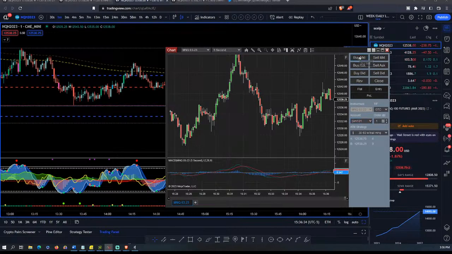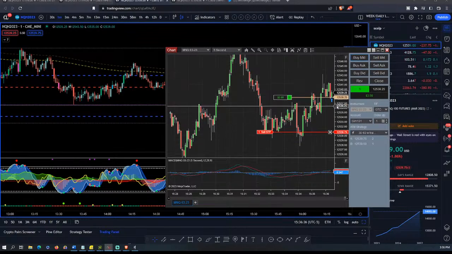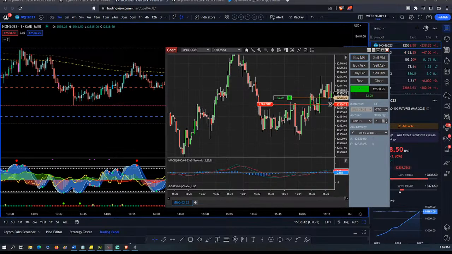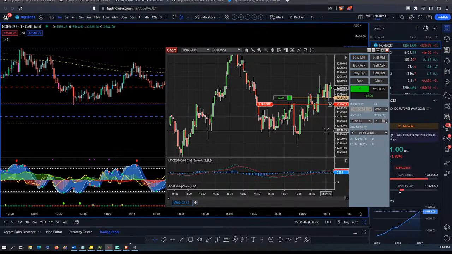All right, let's see what we got. Boom, let's just do it there. Okay. So you see I have one contract that went long. I have an ATM strategy. It's doing a trailing stop loss.